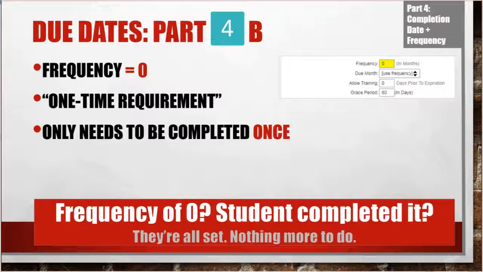If you notice that the frequency is 0, that means they only really had to do it once. So if you see that they were assigned the requirement, it had a frequency of 0, and you see a last completed date, then that means they're all set. If you assign a requirement, they had completed it 2 years ago, and it's a one-time requirement, that means even though you assigned it today, they've already got history for it. They're not going to show due.